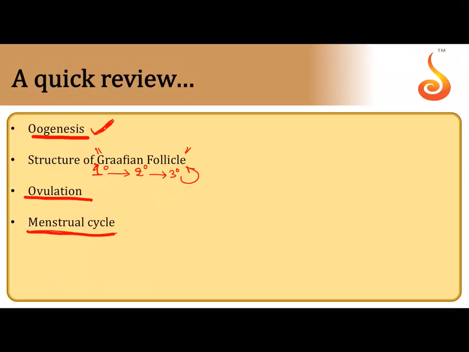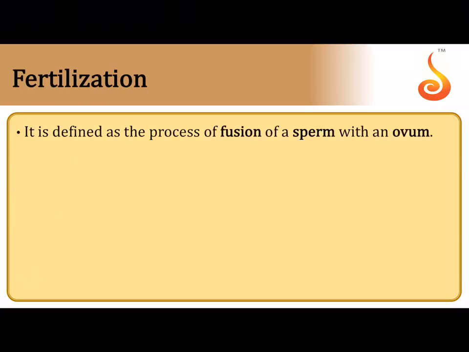Okay. So moving on to the focus of this lecture, which will be about a process referred to as fertilization. So how do you define fertilization? It can be defined as the process of the fusion of a sperm and the ovum. So the sperm is the male gamete and the ovum is the female gamete.